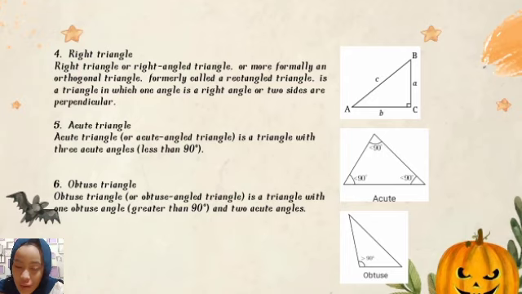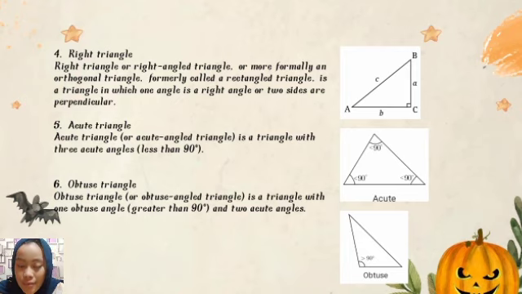Next, number 5 is acute triangle. Acute triangle or acute angle triangle is a triangle with three acute angles, or less than 90 degrees.